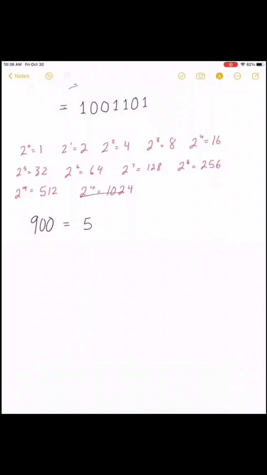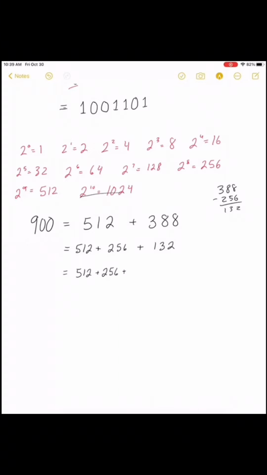So I take my number, I break it down as 900 equals 512, and then what do we have left? We have a little less than 400. We have 388. And then I take my 388, and again, I ask myself, what's the biggest power of 2 now that goes into that? And that's going to be 256. If I pull off that 256, I'm left with 132. And I can see that 128 goes into that. And if I take 128 out, I'm left with 4.